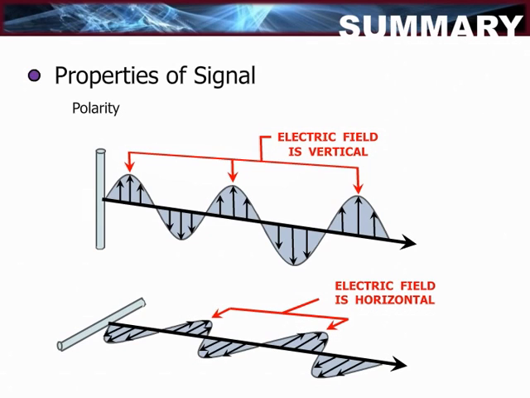Polarity is simply the orientation of the electric field. When the transmitting antenna element is vertical, the electric field is vertical. When the transmitting antenna is horizontal, the electric field is horizontal.